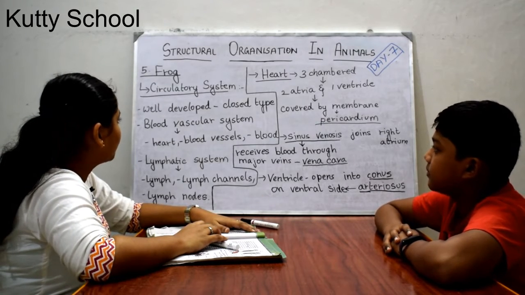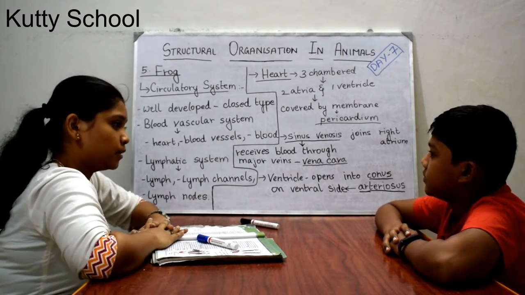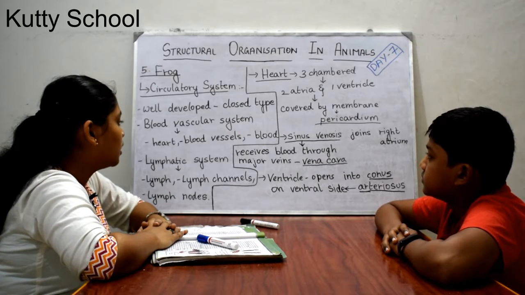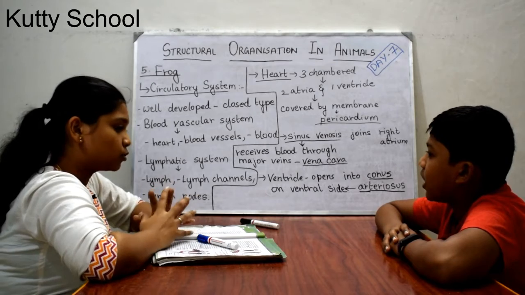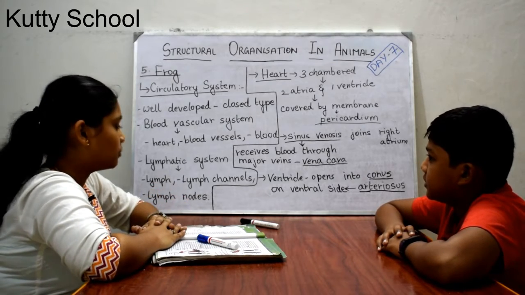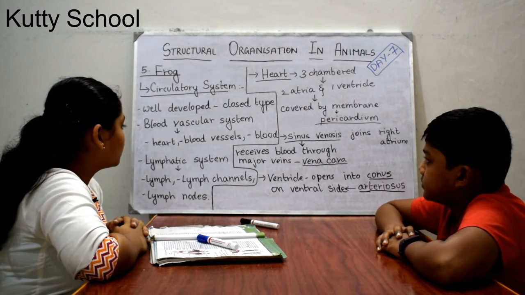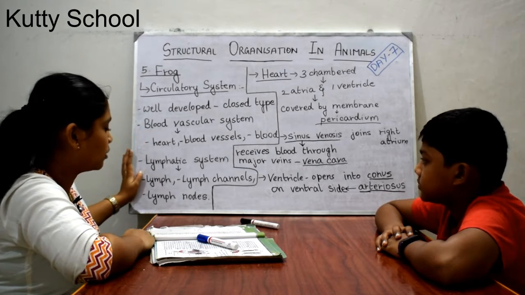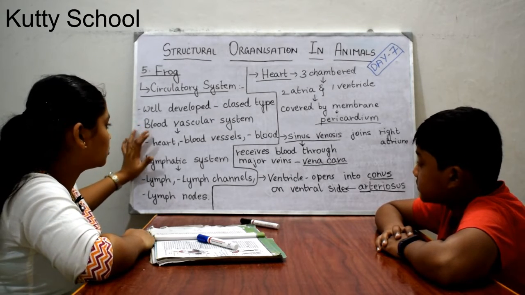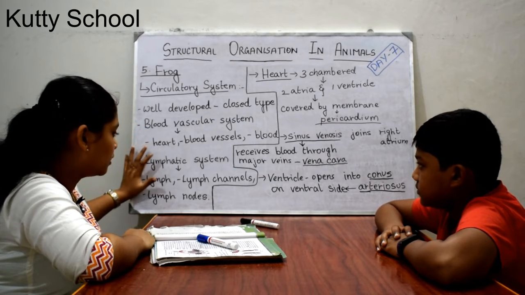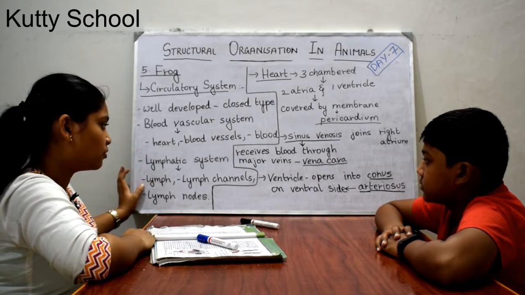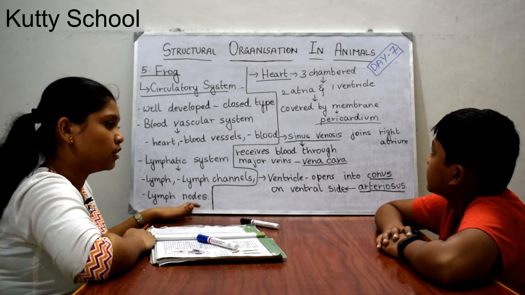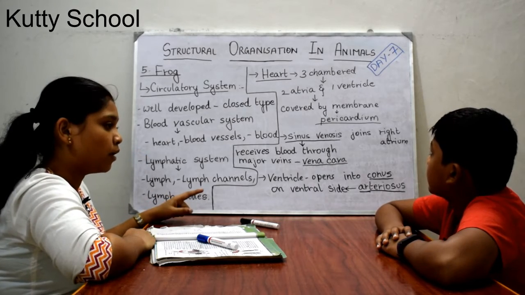The circulatory system is well developed and is a closed type circulatory system. The blood is passed through blood vessels and the tissues are not directly bathed in blood. There are two kinds of circulatory system: the first is the blood vascular system and the second is the lymphatic system. The blood vascular system consists of the heart, blood vessels and blood, while the lymphatic system consists of lymph channels and lymph nodes. The heart is three-chambered, with two atria and one ventricle.